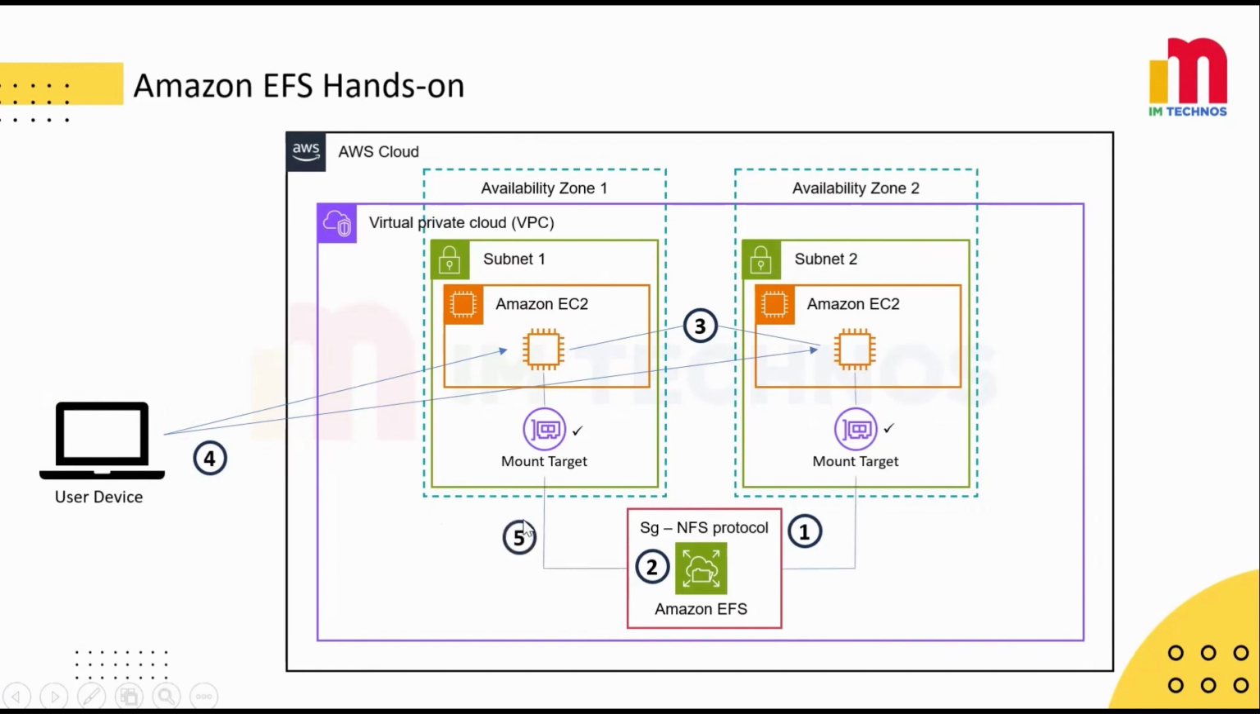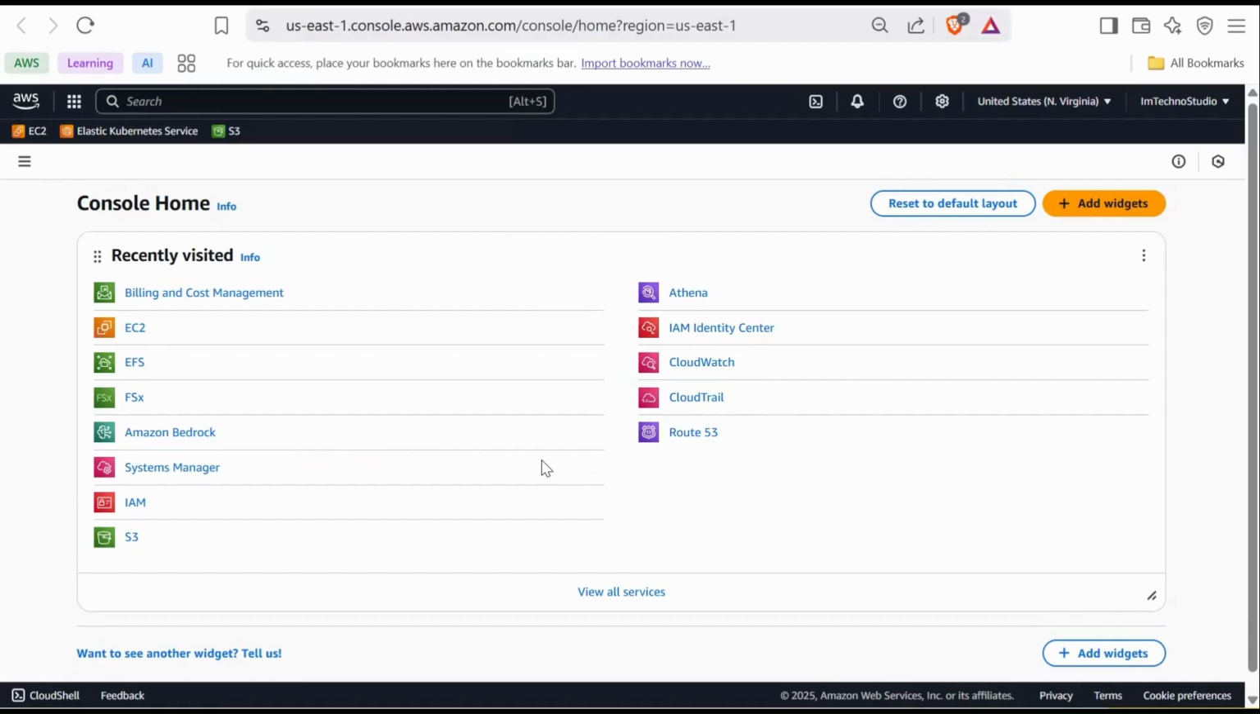Finally, we will mount the elastic file system to both the EC2 instances and create files at one instance to verify that the same files are accessible from the other, demonstrating real-time shared access to the same file system. All right, now that you have understood the setup and flow, let's switch over to the AWS console and get started with the hands-on implementation.